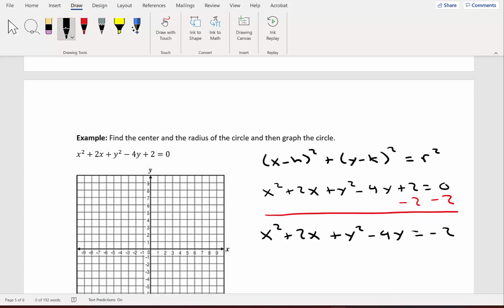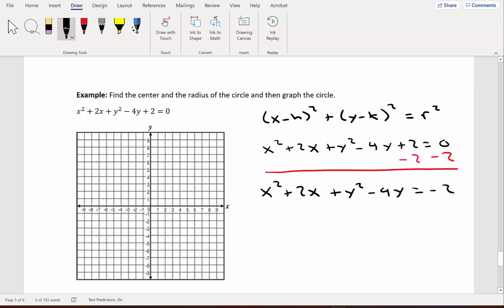Now we have to complete the square for our x's and for our y's. So completing the square for our x's, I'm going to group my x terms together first. So I have x squared plus 2x. And then I'm going to group my y terms, y squared minus 4y. Okay. And now I'm going to complete the square for each one. So to complete the square for my x's, I take half of the coefficient of x and then square it. So half of 2 is 1. 1 squared gives me 1.